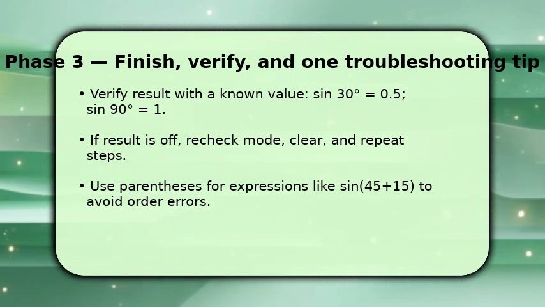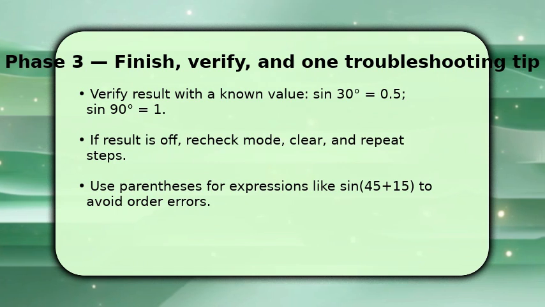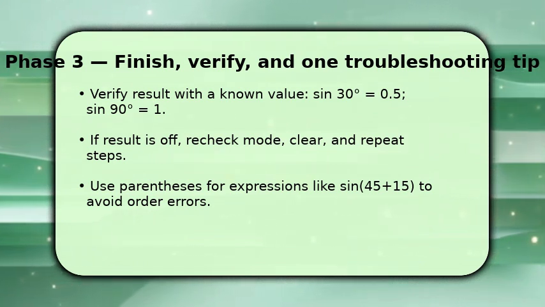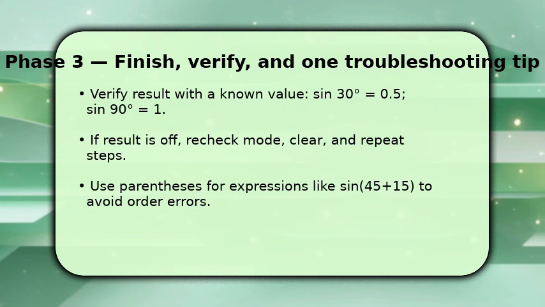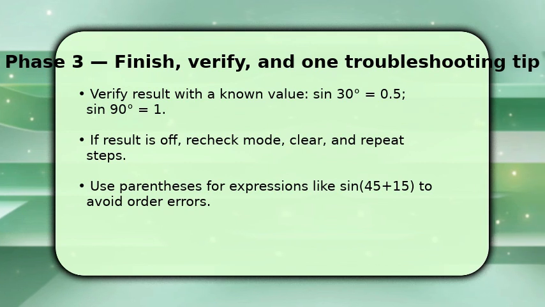If the number seems wrong, clear the calculator, reselect DEG or RAD, and re-enter the angle carefully, paying attention to parentheses. For compound expressions, use parentheses explicitly. For example, sin (45 plus 15), so the calculator evaluates the inside first. That one step prevents most mistakes.